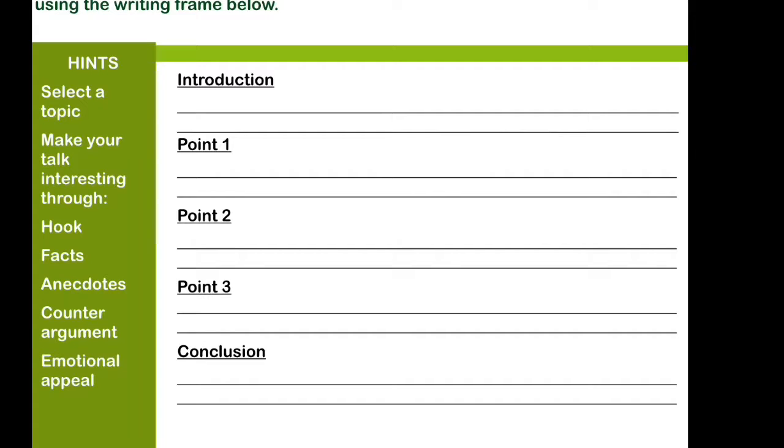So please use the information from your circle map to write up your presentation using the writing frame below. I have given some hints, so select your topic. You should have done that already. And you're going to make your talk interesting by using a hook. So a hook is that first sentence that really engages your audience, and you could use a rhetorical question, you could use repetition. So think about what you want to use to draw your audience in.